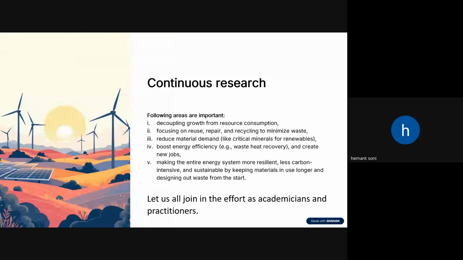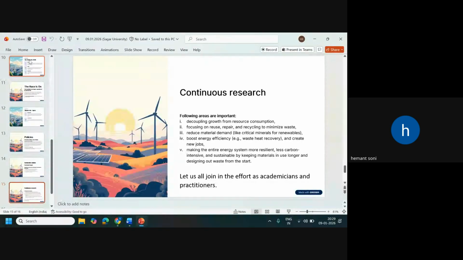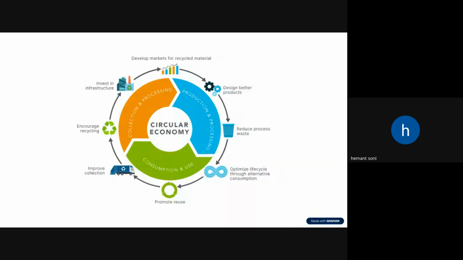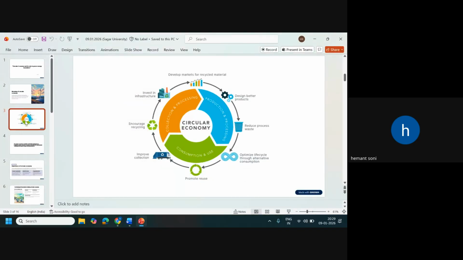So the planning process, if I go to that picture that I had shown you earlier, this one. So ultimately, it boils down to the fact that the design itself has to be, as you can see, such that products are designed in a manner that the process waste is minimized or reduced, and then the life cycle of the product is optimized, and the product is consumed in such a manner that it can be used and reused, and then there is minimum wastage which can again be used as a recycle.